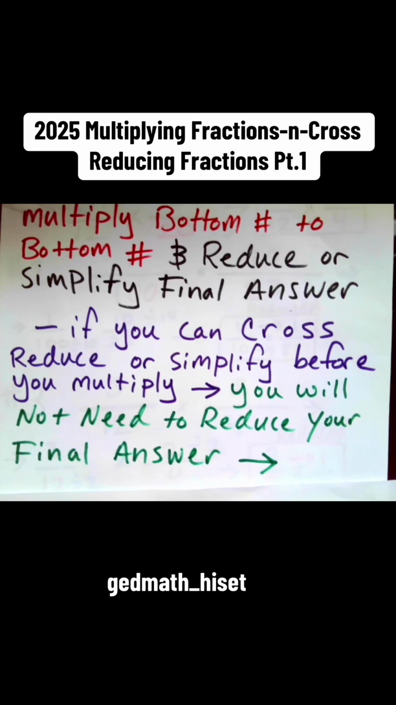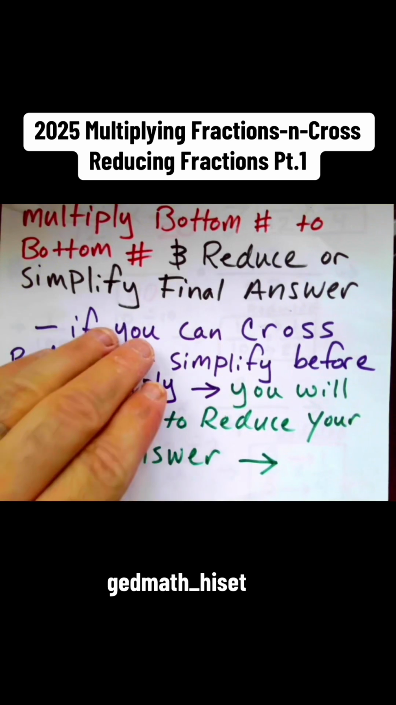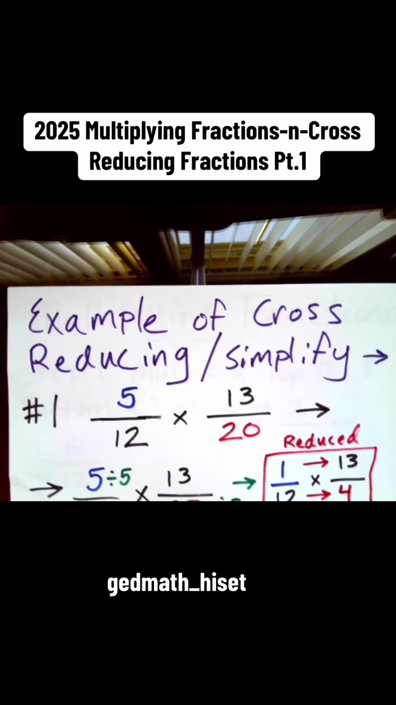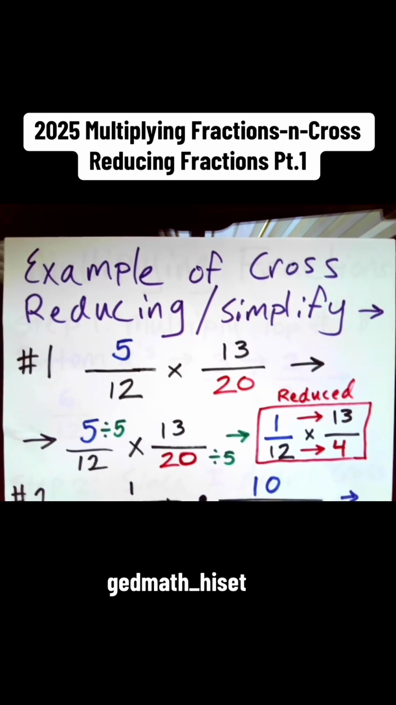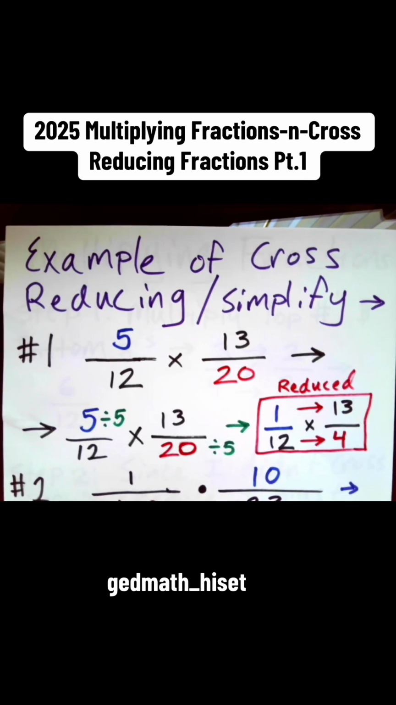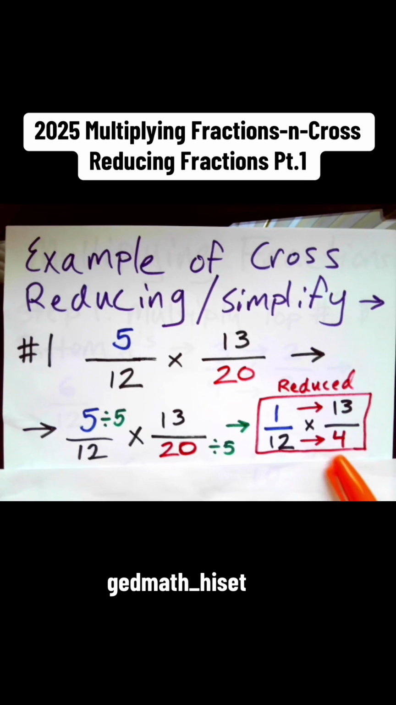I'm going to show you how to reduce the answers before you multiply, and then how you can reduce your answers after you multiply. So let's go ahead and get started. Here's an example of cross simplifying or cross reducing. As you can see here in number one, I'm just showing you how to reduce and put it into the form, as you can see here in the rectangle, where you would multiply top to top and bottom to bottom.